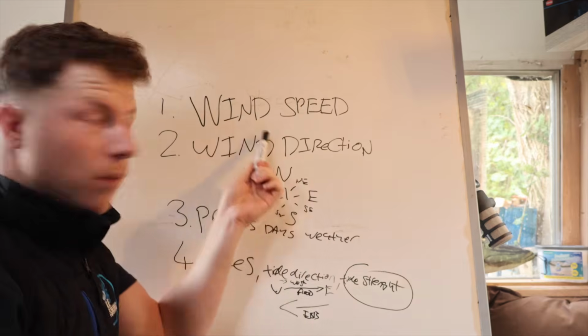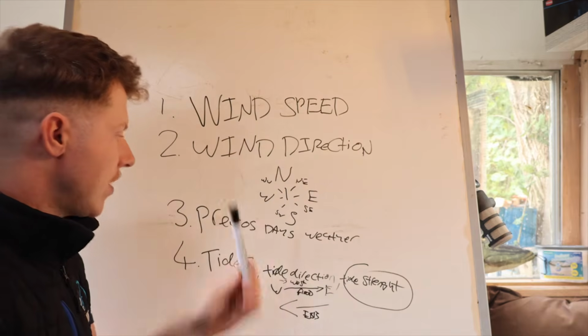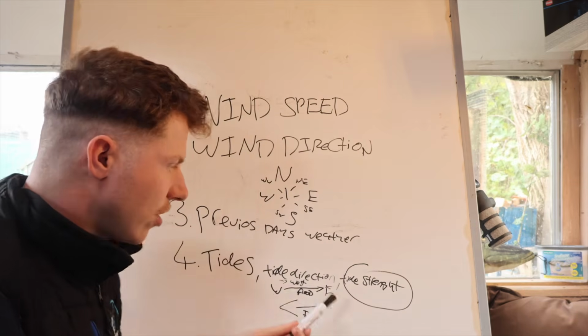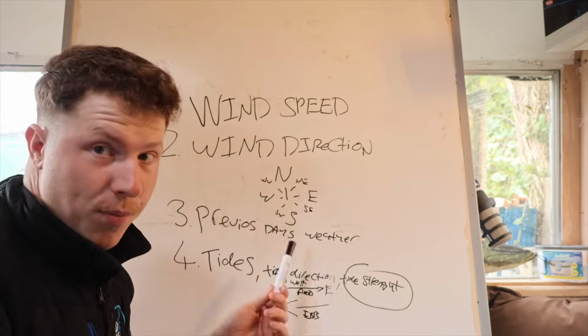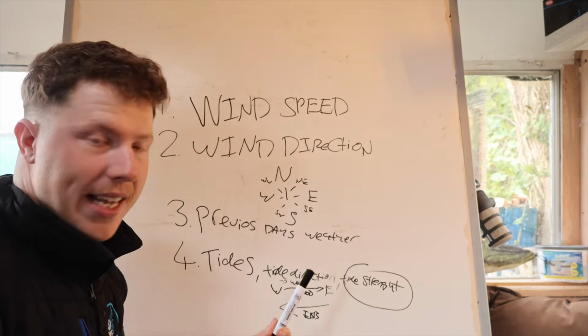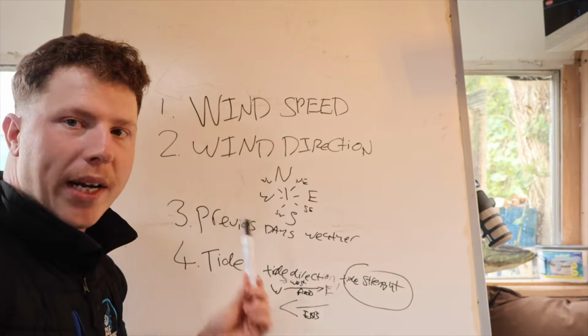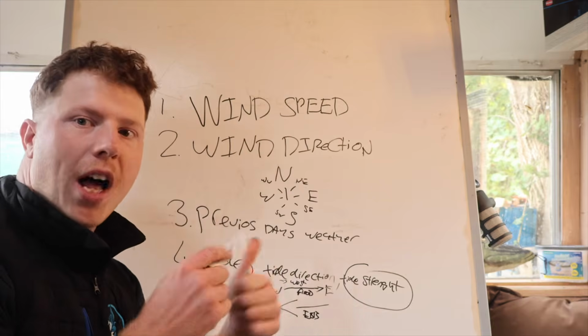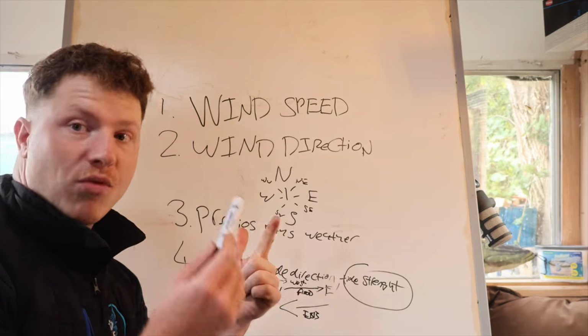Things that we've got to look at: wind speed, wind direction, previous day's weather, and tides, tide direction, and tide strength. Now you're probably learning a few little bits already, but what I'm going to do now is we're going to put everything together. We're going to look at our apps. We're going to look at some real-time scenarios now.